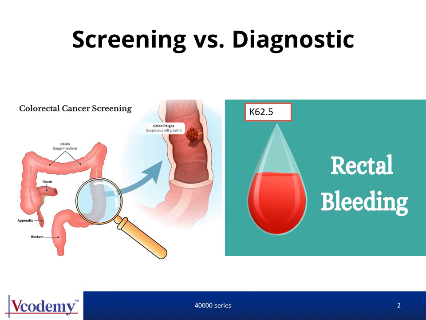A rigid sigmoidoscope is 25 centimeter long and it allows the examination of up to 20 centimeter of the rectum and colon. Flexible sigmoidoscope is made up of flexible fiber optic tube and can be up to 60 centimeter long. It allows examination of the descending colon also. This is for the sigmoidoscopy.